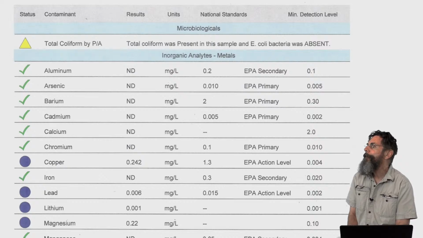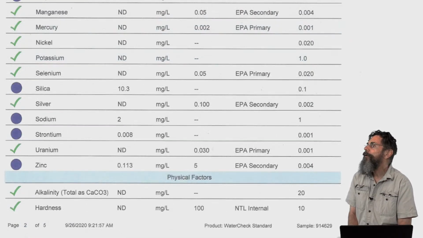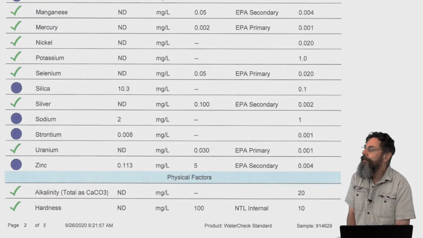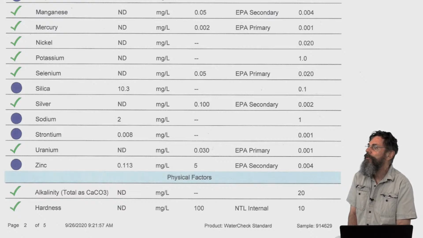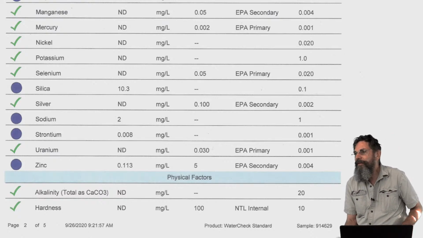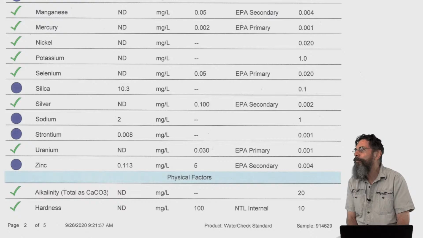Everything else, ND means non-detectable. So manganese, mercury, and ND for mercury is great because you don't want any level of mercury. Nickel, potassium, selenium, silver is not detectable, uranium isn't, zinc is within limits, and the secondary levels are not really a critical measurement, so they're not giving you a warning on it. The testing comes with a detailed description of what all this means and what the levels are, with numbers.